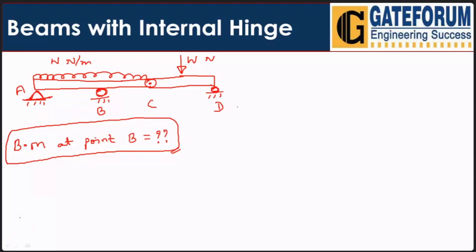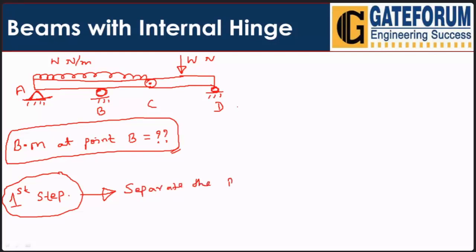I'm writing the first step here. First step: separate the beam from the point of hinge. First of all, separate the beam from the point of internal hinge.